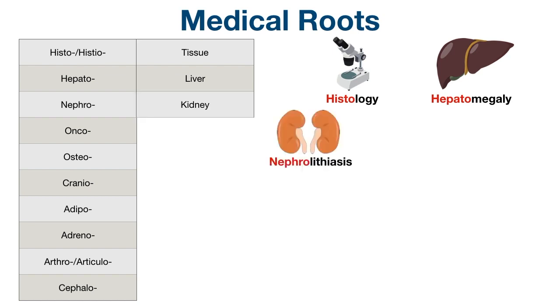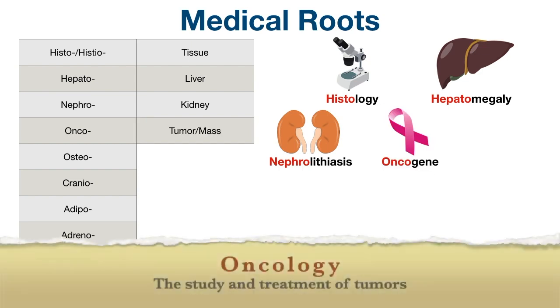The next root is nephro, which means kidney. You can think of nephrolithiasis, which are kidney stones. Onco pertains to a tumor or a mass. An example medical term is oncogene, which is a gene that can potentially transform a cell into a tumor cell. Or oncology is the study and treatment of tumors.